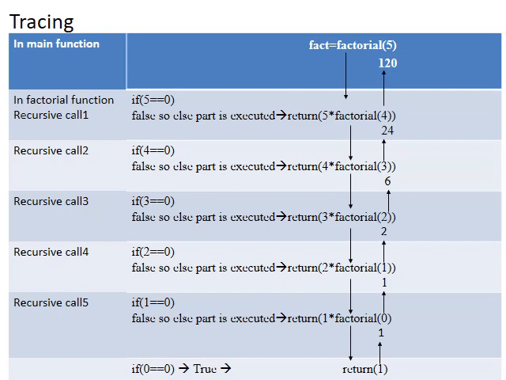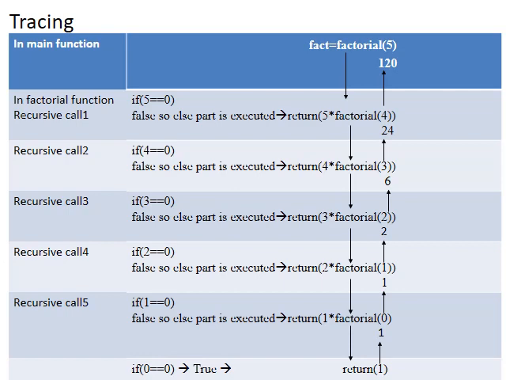Now 1 is returned, so the return statement now becomes 1 into the value returned by factorial of 0, which is 1, so 1 into 1, so 1 is returned back to the previous call. Now 2 into 1, that is 2, is returned back to the previous call. Now 3 into 2, that is, factorial 2 has returned the value 2, so 3 into 2, that is 6, will be returned to the previous call.